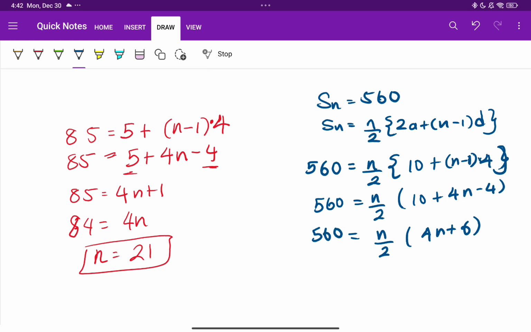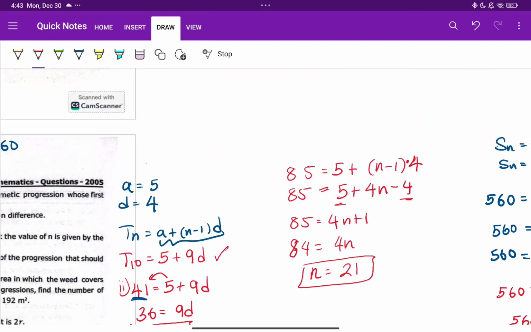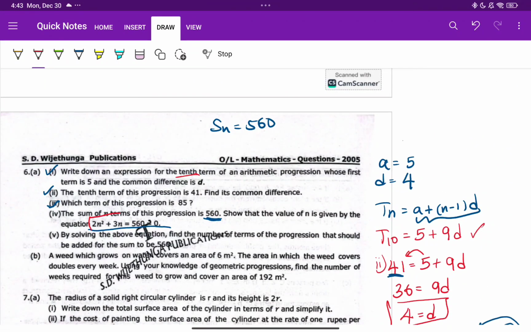Right? Since there's a 560 in the answer, I can factorize a 2 out from this. So 560 would be equal to n over 2 into 2 times 2n plus 3. Right? We can cancel the 2's here. So that gives us 560 equals 2n squared plus 3n. Now we are getting to the answer. We can take this 560 to this side. 2n squared plus 3n minus 560 is equal to 0. That's what we wanted. Right?